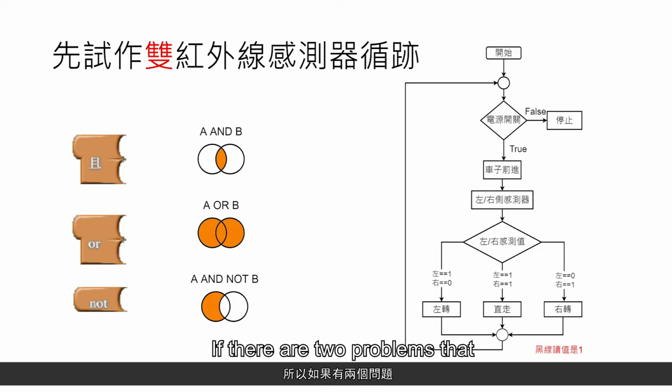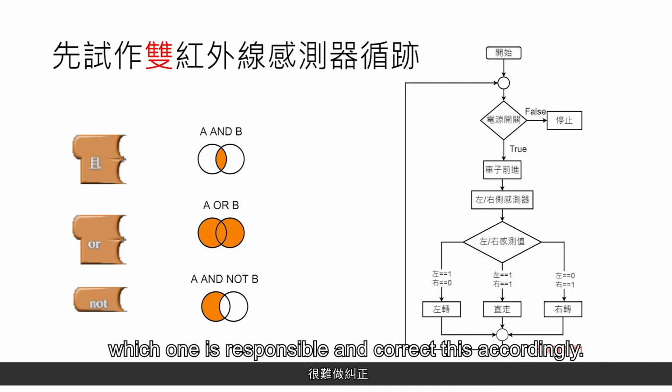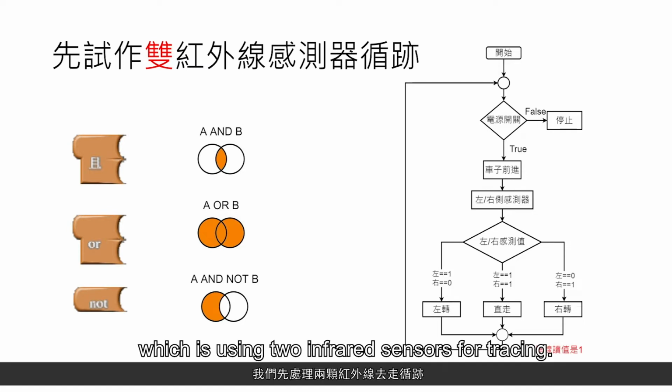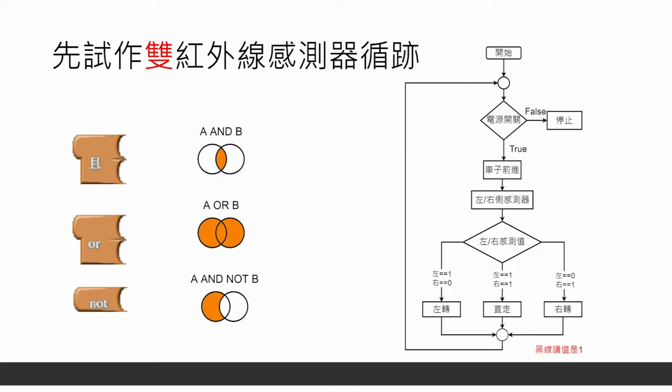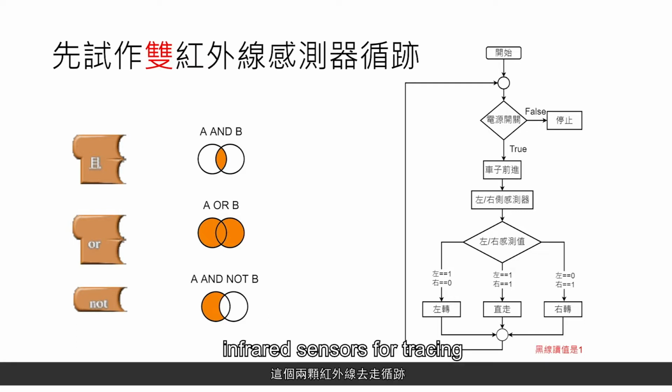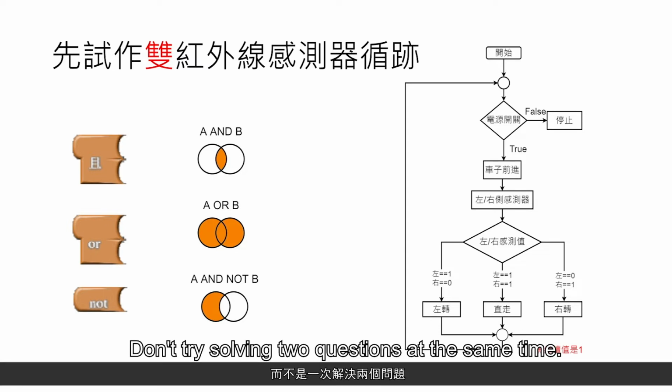If there are two problems that need to be addressed at the same time, I suggest that you don't write it like this, because if a problem occurs, it will be hard to find out which one is responsible and correct this accordingly. Let's start with the part that we're more experienced with, which is using two infrared sensors for tracing. After we've finished that part and there are no problems, then we'll move on to dealing with the broken segment. It'll be easier this way. Don't try solving two questions at the same time.